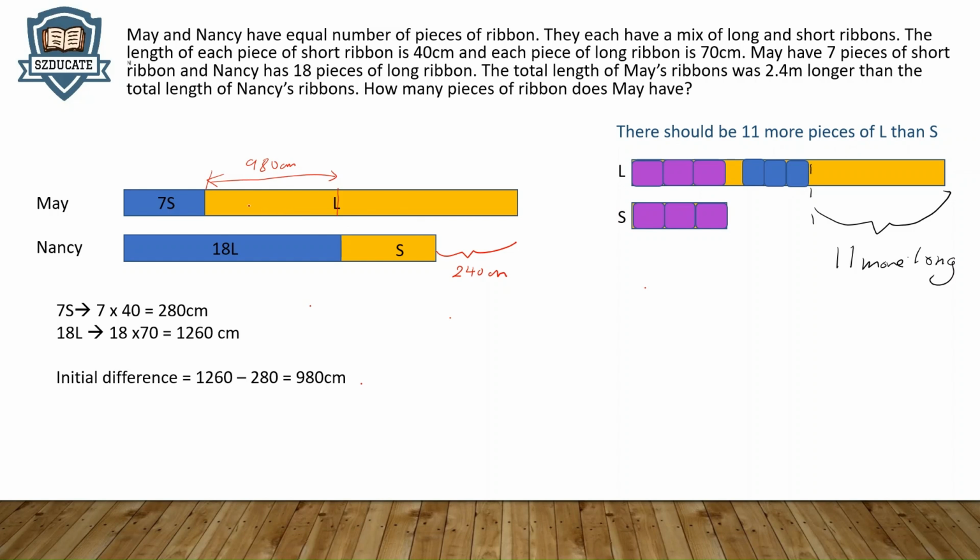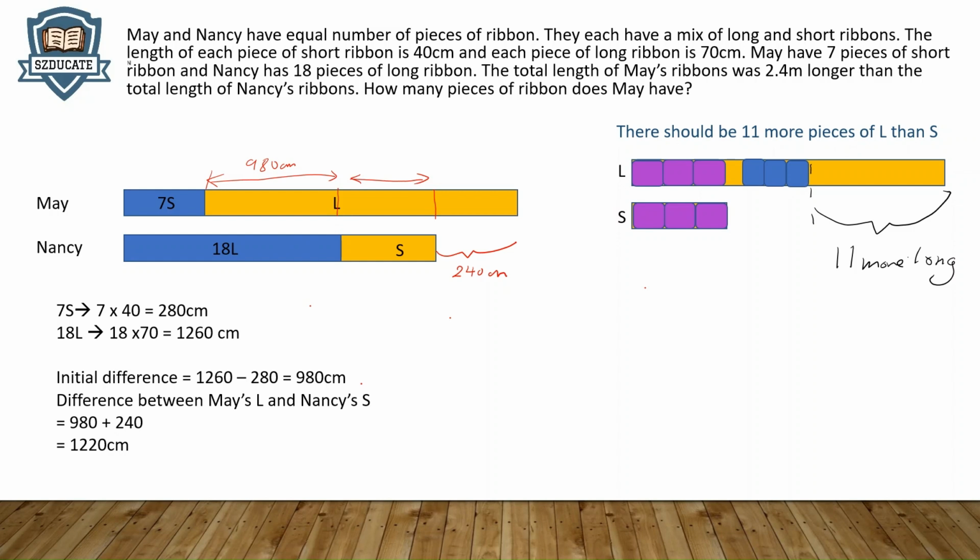Then you notice the long, the L, is this, and then the short one is this. If we want to find this section, you can just take the total difference between all the long in May and all the short in Nancy. We just take 980 plus 240 cm, and that will give you 1220 cm.